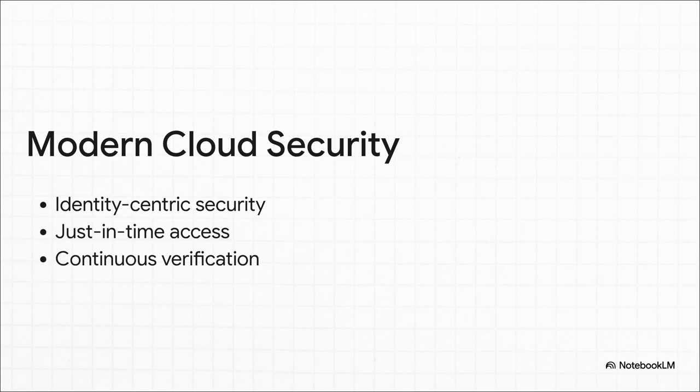What does this look like in practice? Well, it's a rapid-fire series of modern protocols. First, identity-centric security, always asking exactly who is accessing and what their specific context is. Next, just-in-time access, granting access only at the exact moment it's needed and automatically revoking it immediately after. And crucially, continuous verification, meaning there is absolutely zero implicit trust. Every single request is validated every single time.